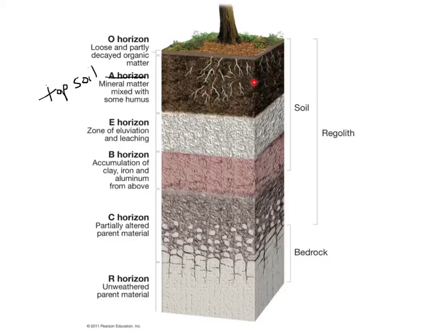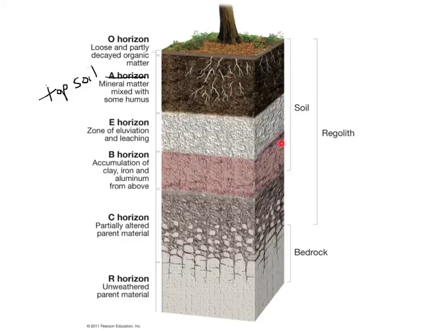Now, some ecosystems or some soils might have what's called an E horizon. That's called the zone of alluviation and leaching. What occurs in the E horizon is that things like iron, aluminum, and also dissolved organic acids are going to be leached down as water infiltrates the soil. It's going to pick up some of those materials, some of those minerals and organic materials, and deposit them in the layer below. So they're going to be deposited in the B horizon.